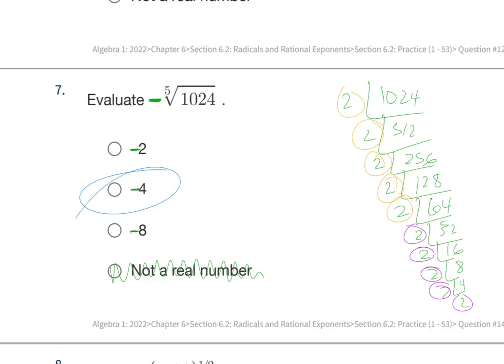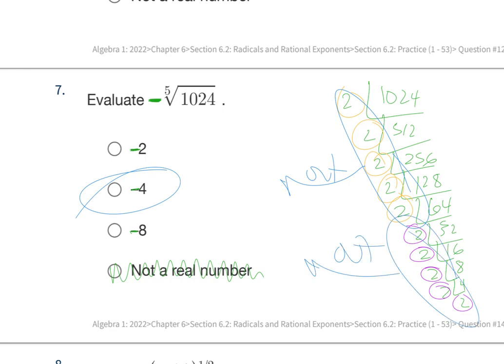Our answer is -4 because this is a 2 that goes out. This is a 2 that goes out. 2 times 2 is 4. That's why that's our answer.